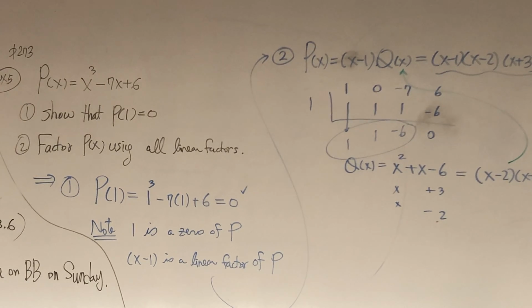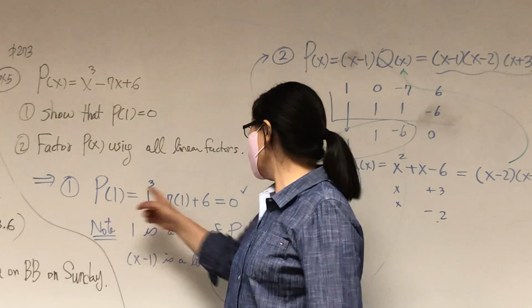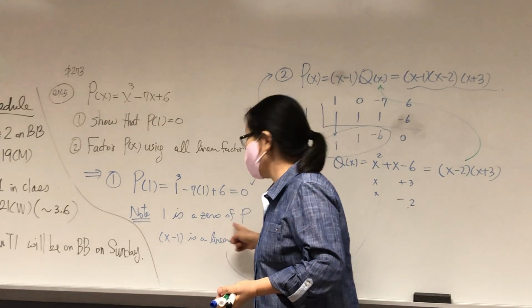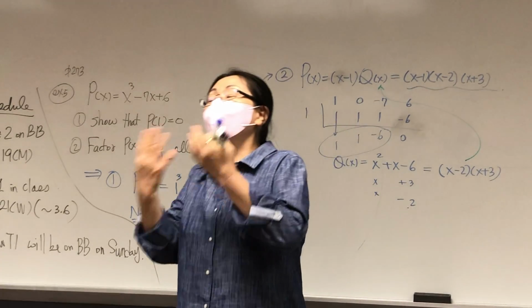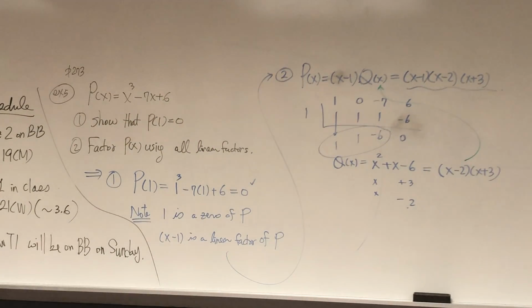Do you have any question? Where did the x minus 1 come from? Yeah, good question. P of 1 is 0. It means 1 is a zero, right? I already wrote it down here. And then you have x minus 1 as a factor, a linear factor. Yes? Yeah, good. Very good.